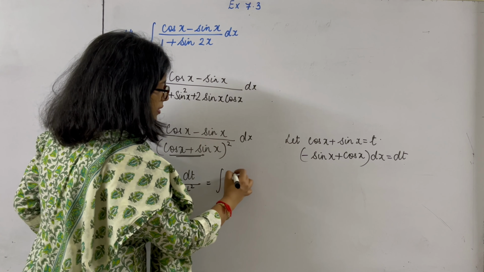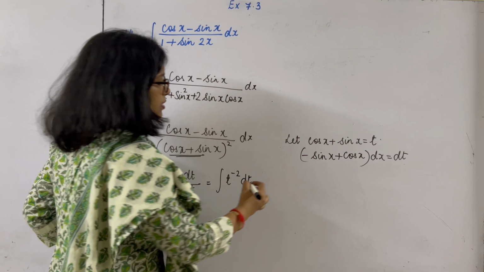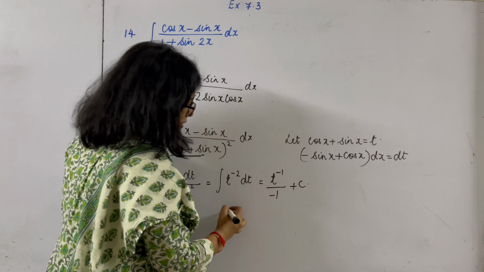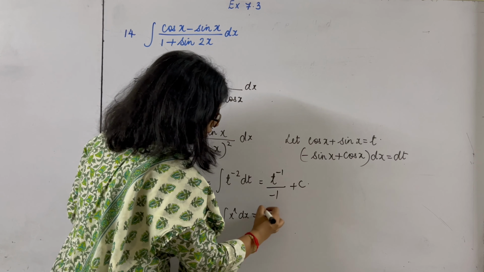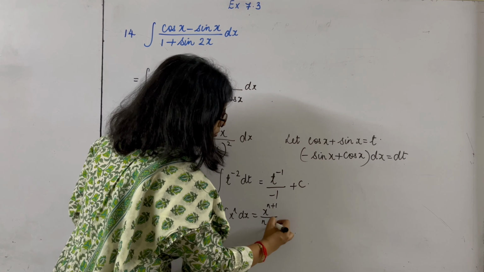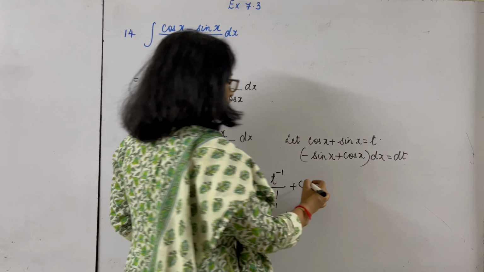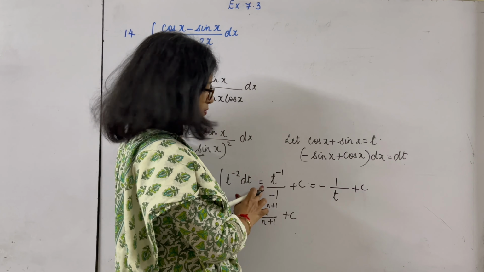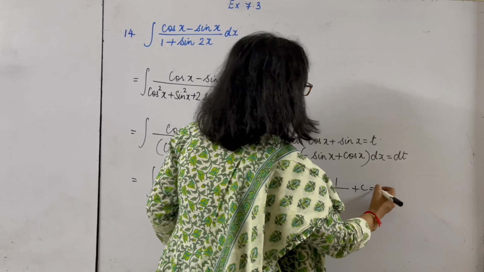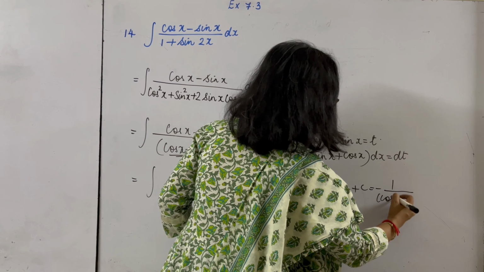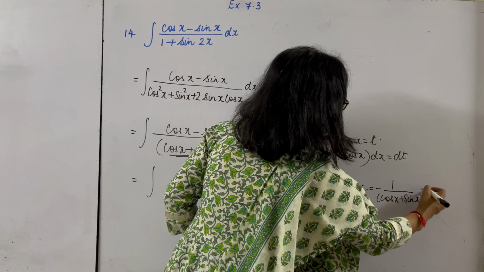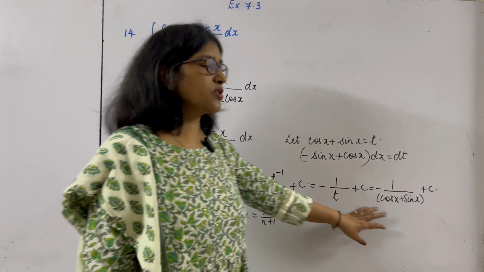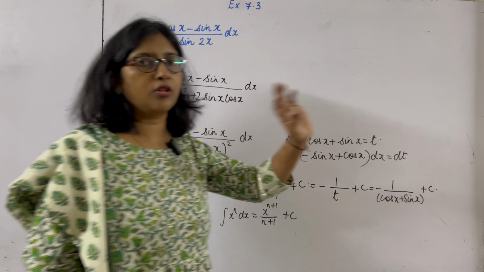So this is to be integrated like t raised to minus 2 dt, which is t raised to minus 1 upon minus 1. Which formula? X raised to n, x raised to n plus 1 upon n plus 1. This is the formula which we have applied here. So on further simplification, it becomes minus 1 by t. Put back the value of t, cos x plus sin x. So the answer is minus 1 upon cos x plus sin x, and of course the integration constant plus c.